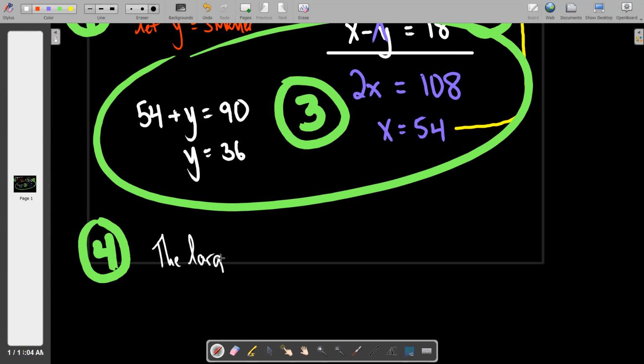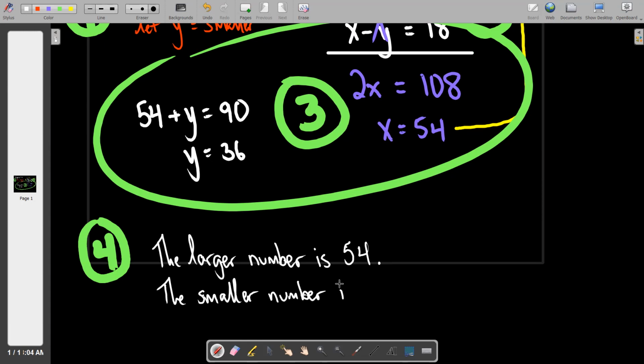The larger number is 54. The smaller number is 36.